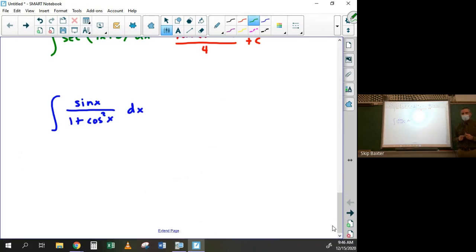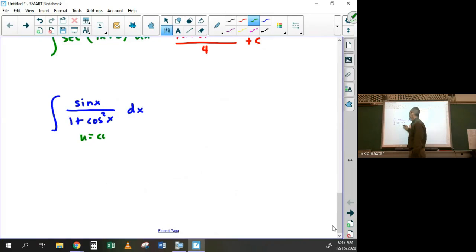Maybe rewrite it as 1 plus cosine squared. Okay, so it is 1 plus something squared on the bottom, which is good. But then you've got that stuff on top. Any idea how we could get rid of that? Let u be cosine x. Right, because if you let u be cosine x, this is a constant multiple of its derivative right here. It'll cancel out if we use u substitution.